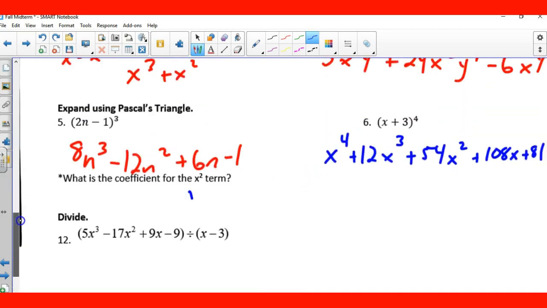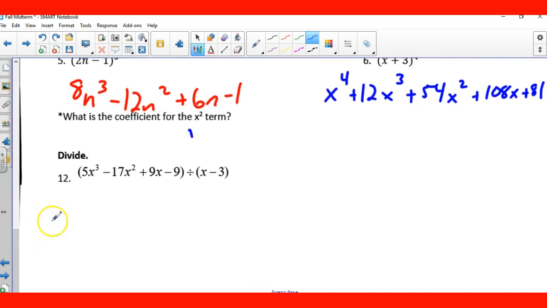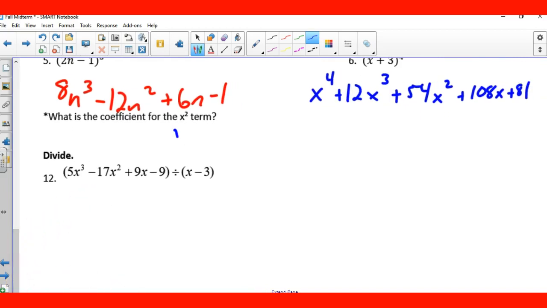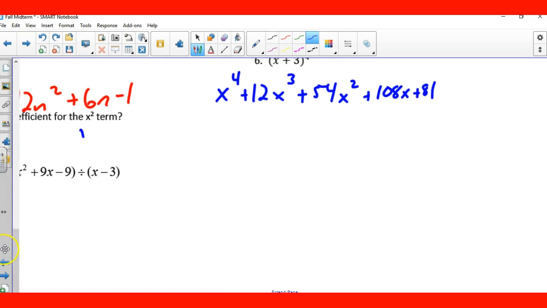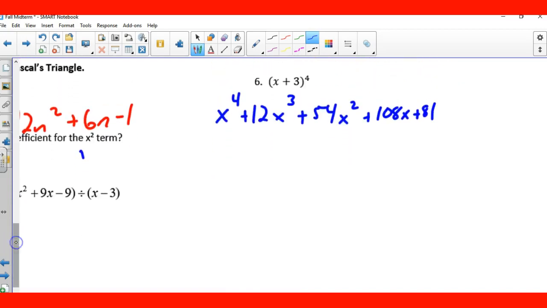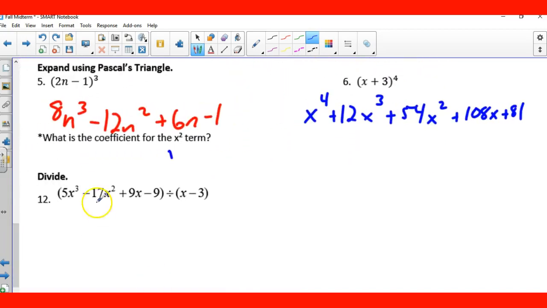Let's jump to number 12 here. That's a crazy jump, is it not? I think it is. Yeah, it's a crazy jump. Alright, so here we go.